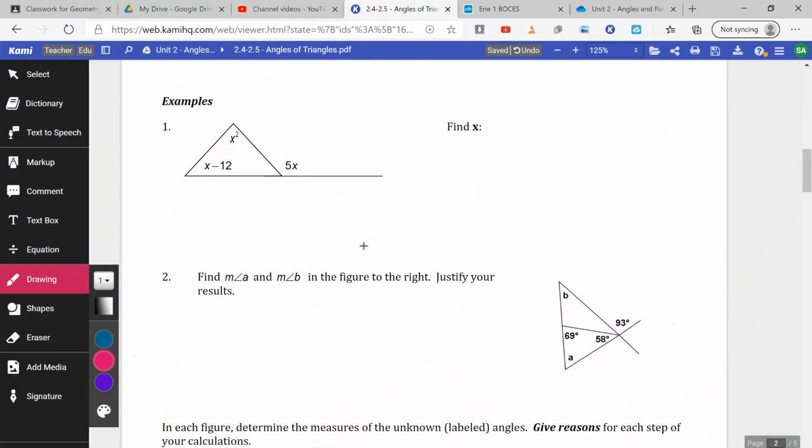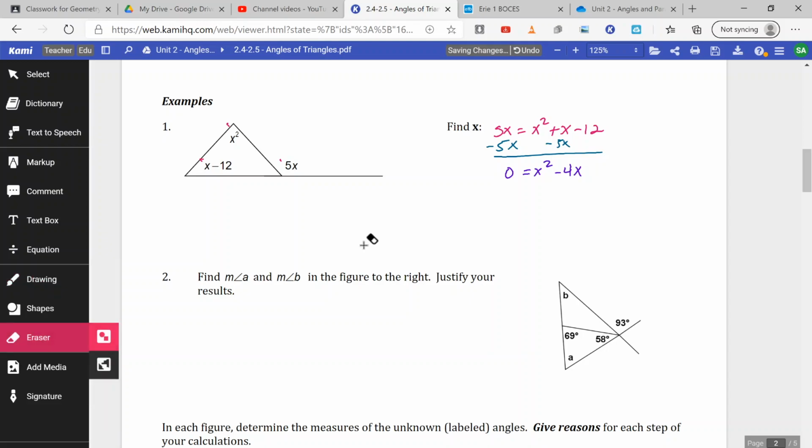So for example, we got a bunch of examples here that we can use. So we have angle measurements of x squared, x minus 12, and 5x. These are far away from 5x, so we can say 5x equals x squared plus x minus 12. I'll subtract 5x because now I have x everywhere on one side, so subtract 5x. So we get 0 equals x squared minus 4x minus 12.